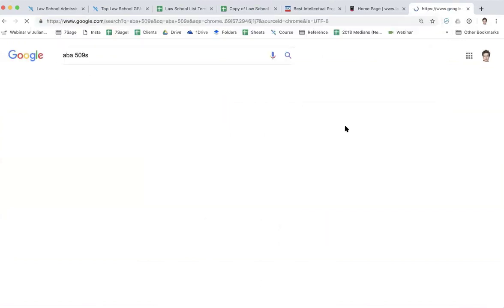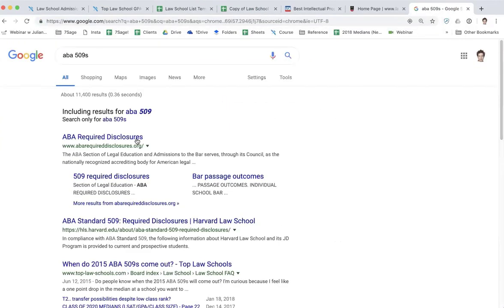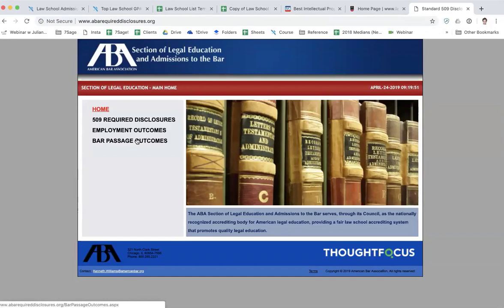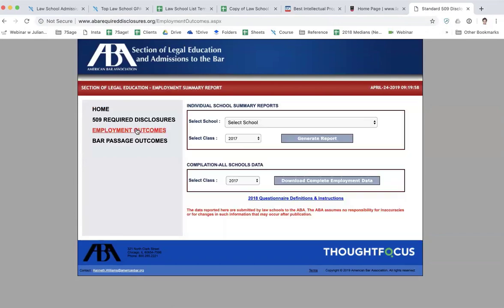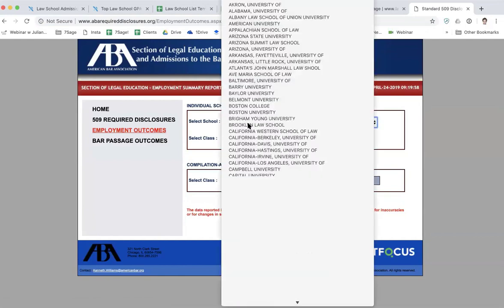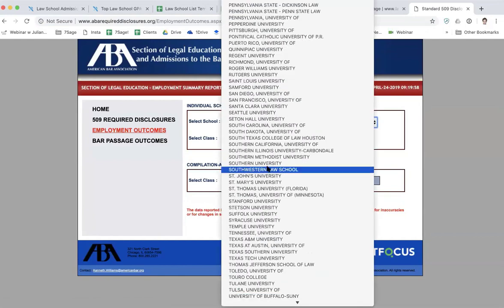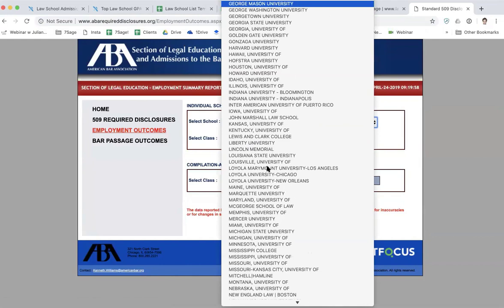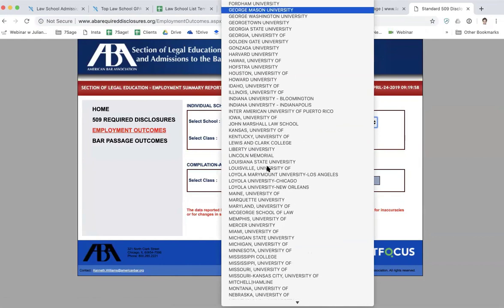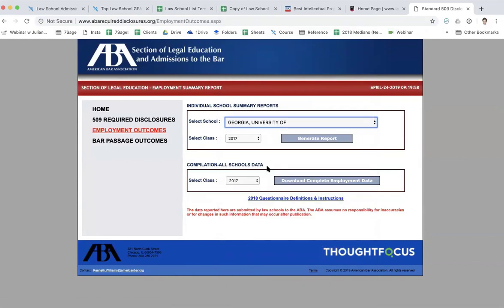Yeah, there's the ABA site. David, you've got it. The employment outcomes and the bar passages. You can pick the school, and you can go back a couple of years just to see where this particular school has sent its graduates. Where do they tend to work? Where have they taken the bar exam?